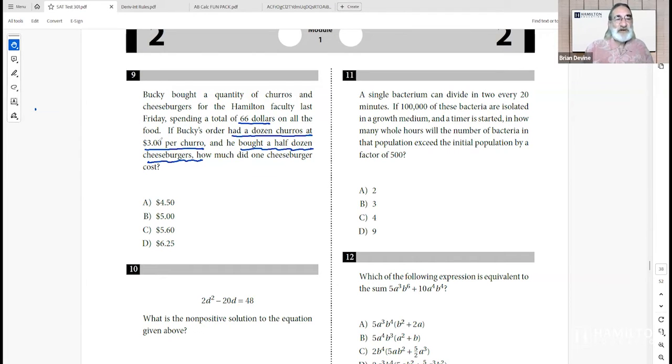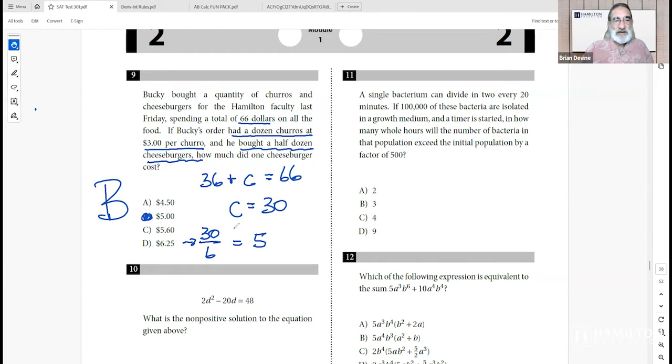Well, if you bought a dozen churros at $3 per, it costs $36 for churros. And if I let C be the cost for all the cheeseburgers, then that has to equal $66. So the cost for all the cheeseburgers, taking 36 away from both sides, was $30. And a half dozen, well, that'd be 6 cheeseburgers. So 30 over 6 is going to give me $5 per cheeseburger. So $5 per cheeseburger is the correct answer.